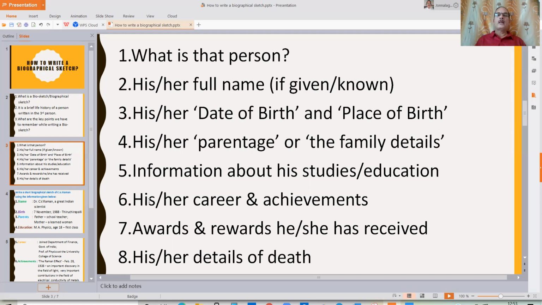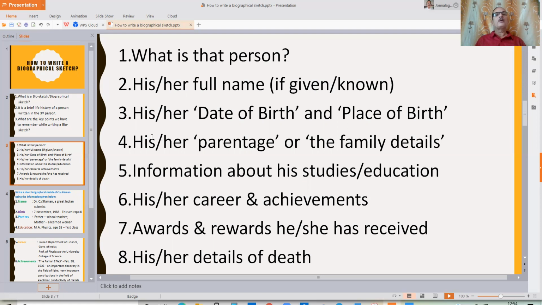And then that person's career and achievements. That means what job he did in his life, or what professions he took up, and what were his achievements, what great things that person has achieved in his life. So we can mention those things. And next, awards and rewards that person has received in recognition of his achievements. And then details of death, that means when that person died and where he died. So you can mention those details also in the bio sketch of a person.